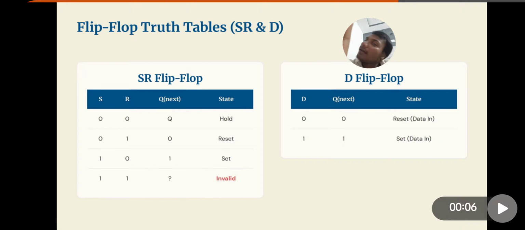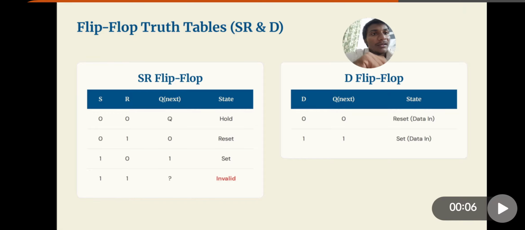When S is 1 and R is 0, Q will be 1, which means it gets set. When S equal to 1 and R equal to 1, as we discussed previously, it jumps to an invalid state and will not give a proper value; the output will be wrong anyway.